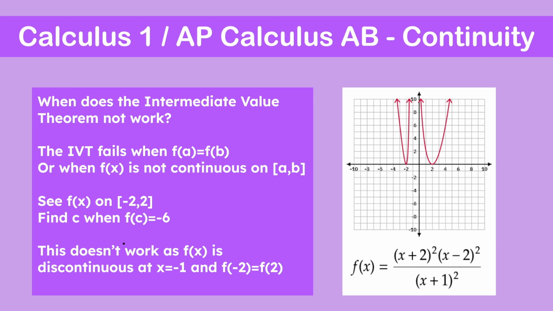But this doesn't work because f of x is discontinuous at x equals -1. If you put -1 into here, you divide by 0, which is undefined. And if it's undefined, that means there's a hole in the graph, which means that it's not continuous, so the theorem fails. Also, f of -2 is equal to f of 2. You can see right here, these two are basically the same thing. So the theorem fails for two reasons in this graph.